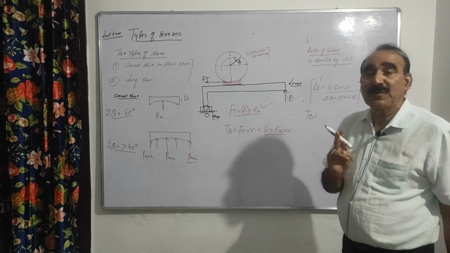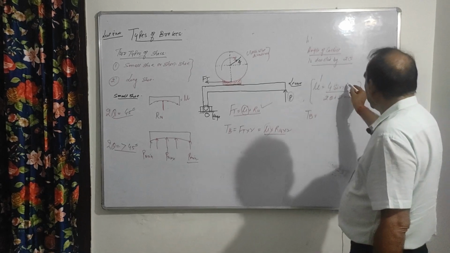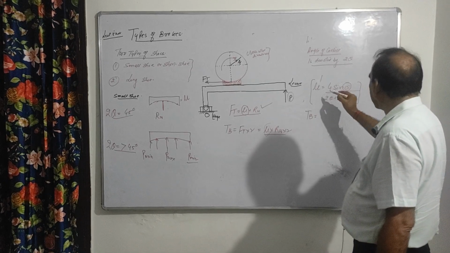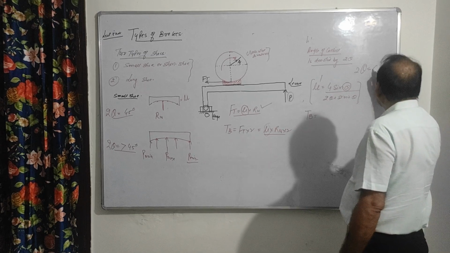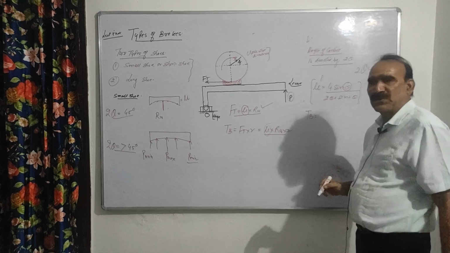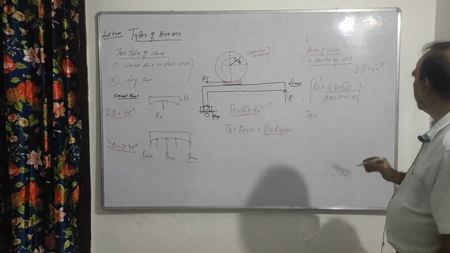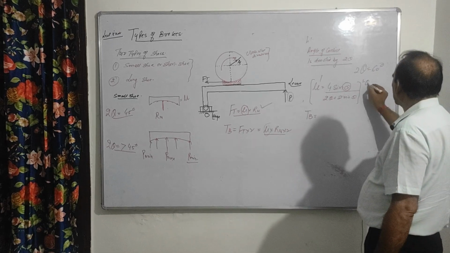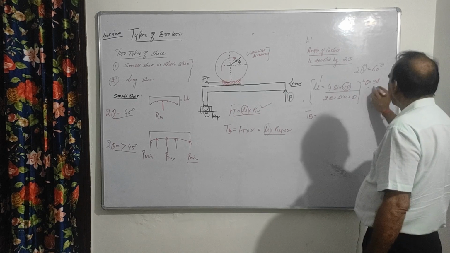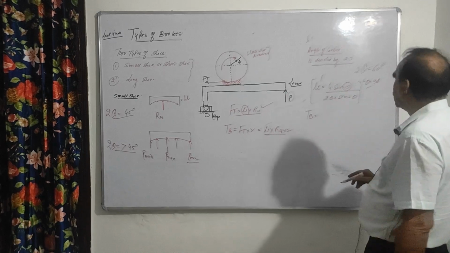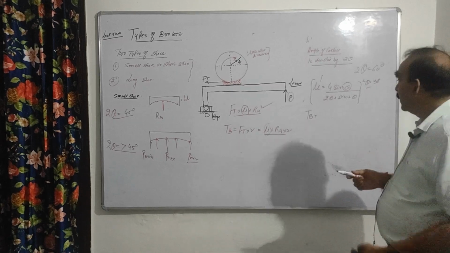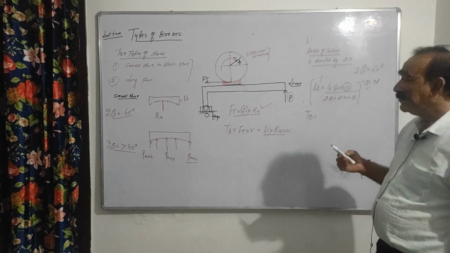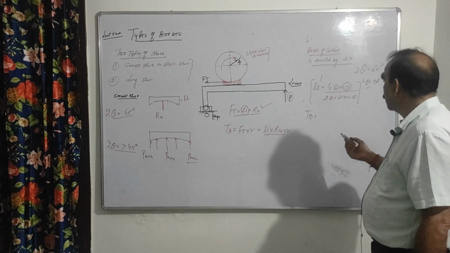But one thing you have to remember also, if you put the angle of contact here, suppose 2 theta is given as 60 degrees. So theta is equal to 30 degrees. And sometimes it is a confusion, and some students do not do it properly.